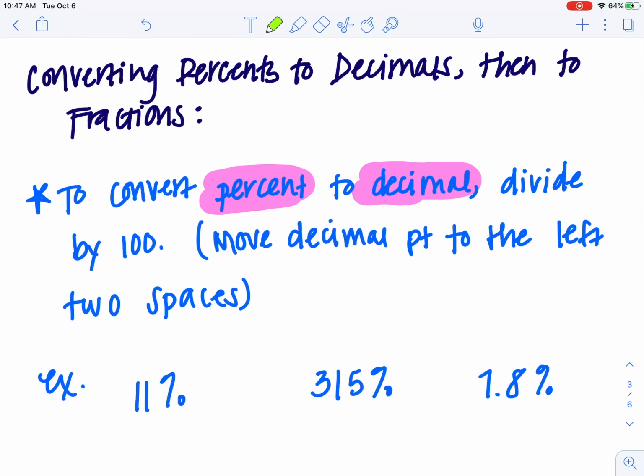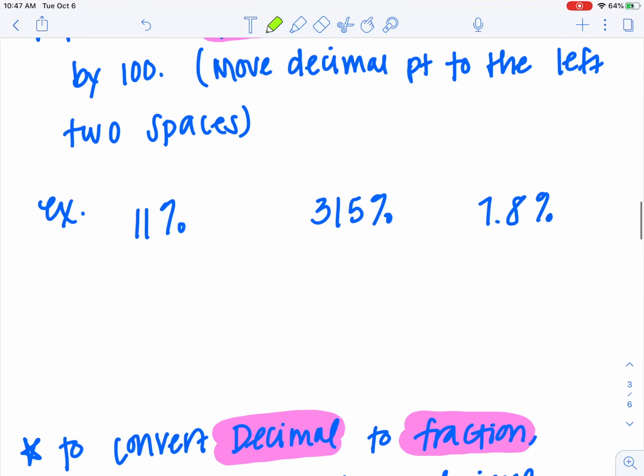All right, so converting percents to decimals and then to fractions. So to convert a percent to a decimal, first, you'll just divide by 100. Before we were multiplying, and so we're going in the reverse direction, so we're dividing. So we're moving the decimal point to the left 2 spaces.